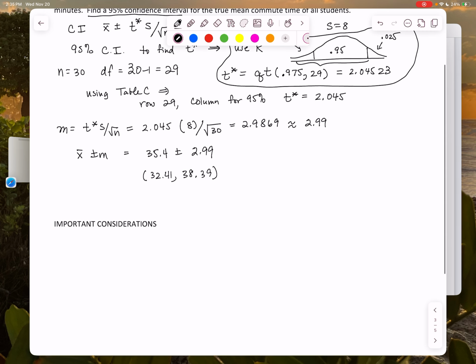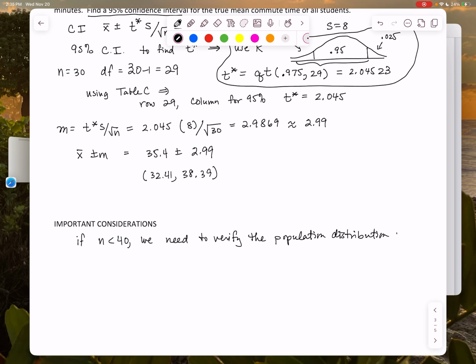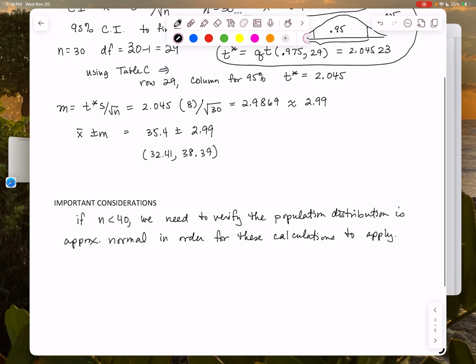A couple of important things to pay attention to: if your sample size n is less than 40, we need to verify the population distribution is approximately normal in order for these calculations to apply. Otherwise it might not follow this t distribution.